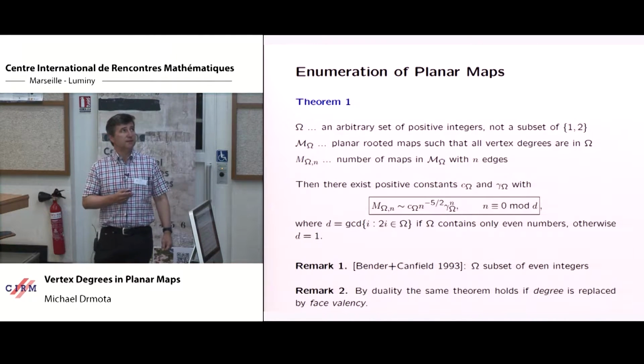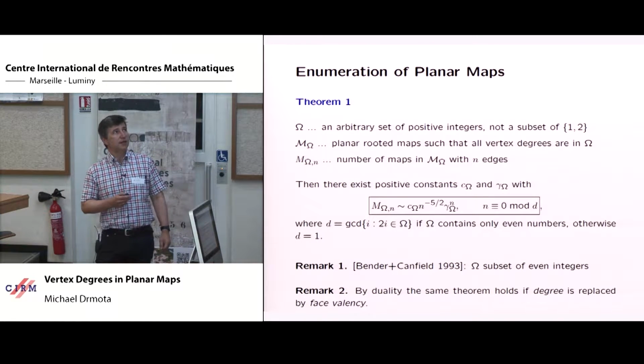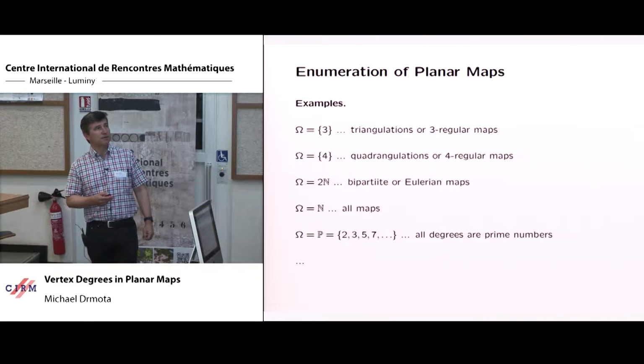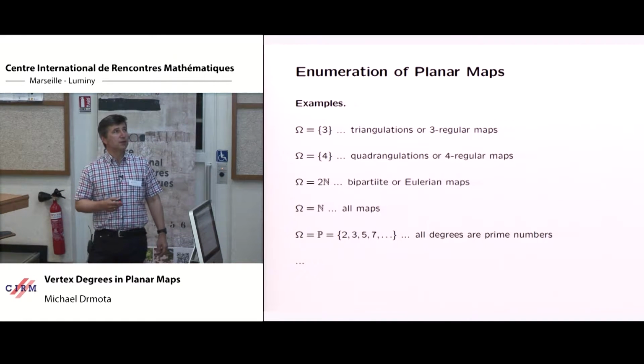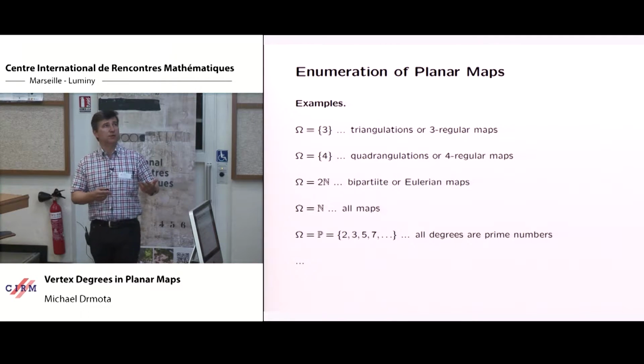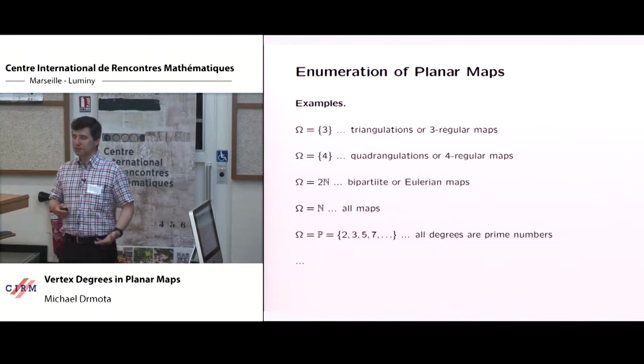And this is a generalization of this. I consider an arbitrary subset omega of the positive integers, and I consider only those maps where all vertex degrees are contained in omega. So this could be, for example, the even integers, then you get the Eulerian maps, or by duality the bipartite maps. Or if you just consider the singleton 4, you get 4-regular maps, or by duality quadrangulations, or triangulations for 3-regular maps. But you could also consider the prime numbers. So you consider only maps where all degrees are primes.